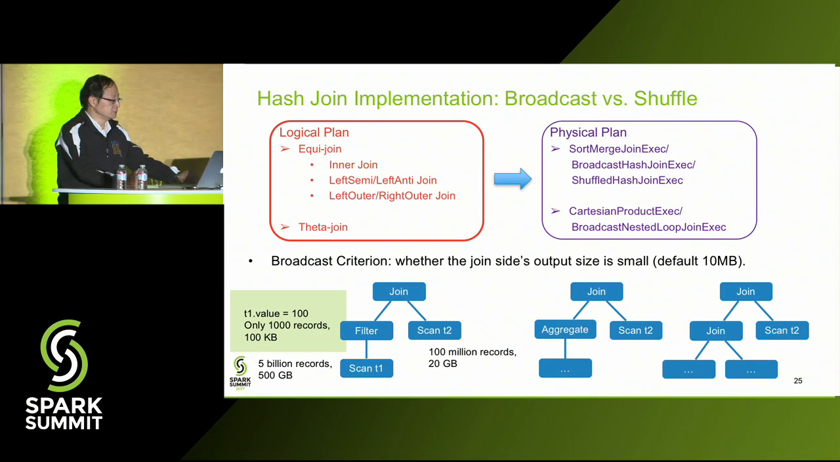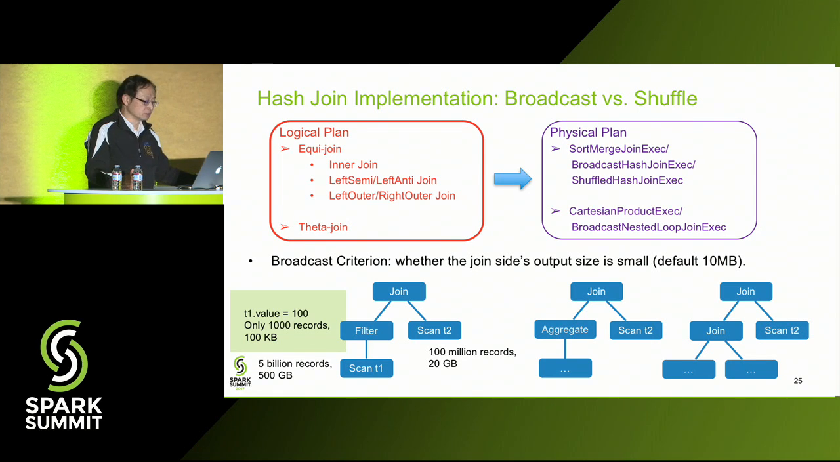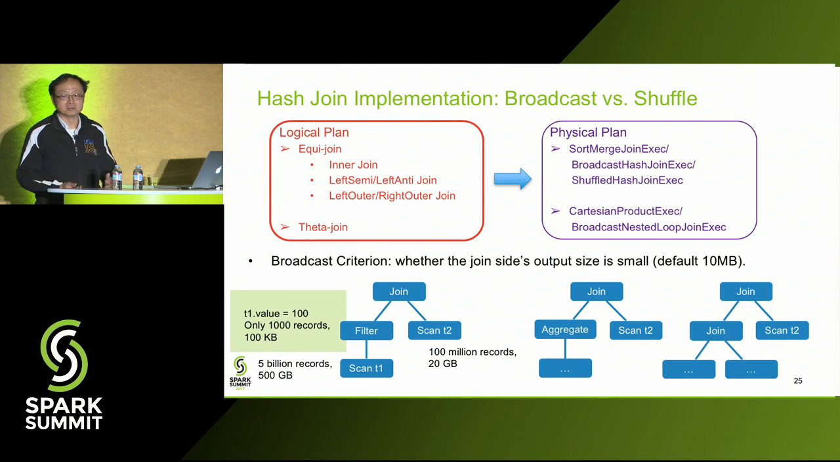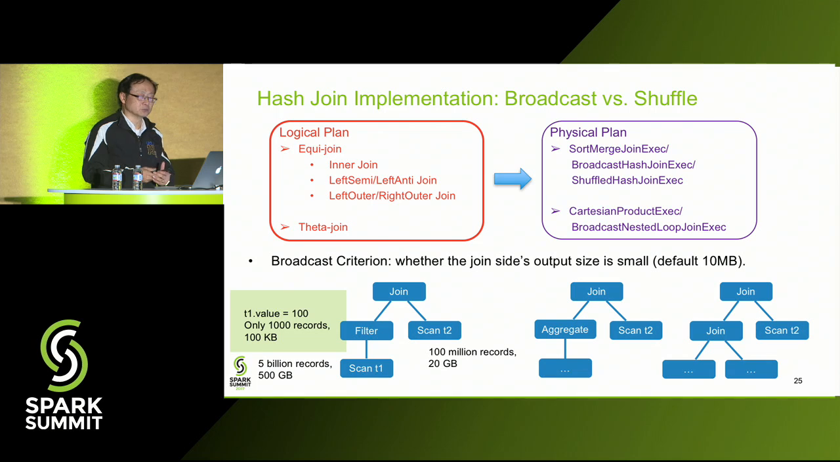But after we have CBO, for this case, because the filter is quite selective, after filtering, the left side is only left with 100 kilobytes. So for this case, CBO will tell the system to choose broadcast join.